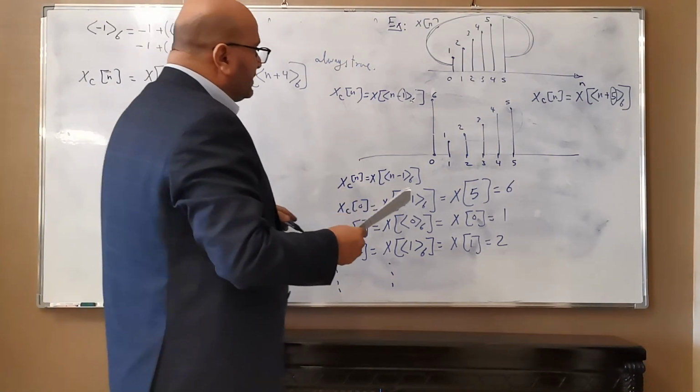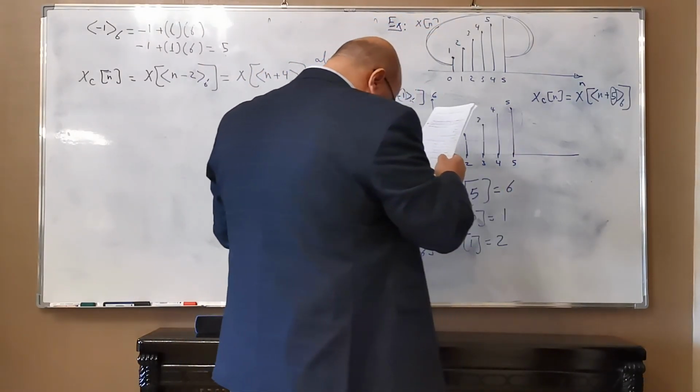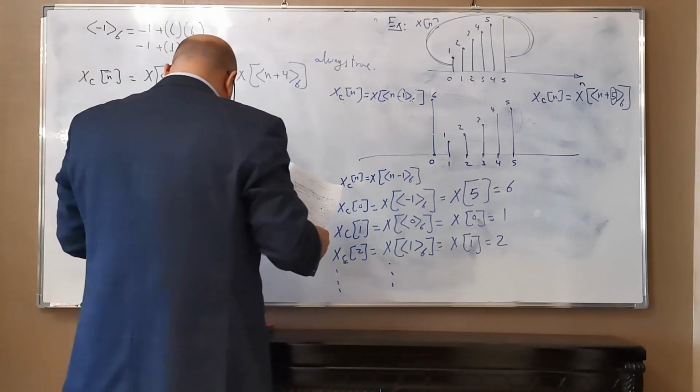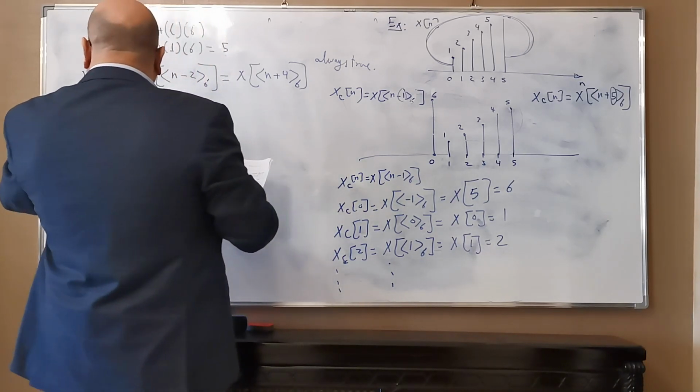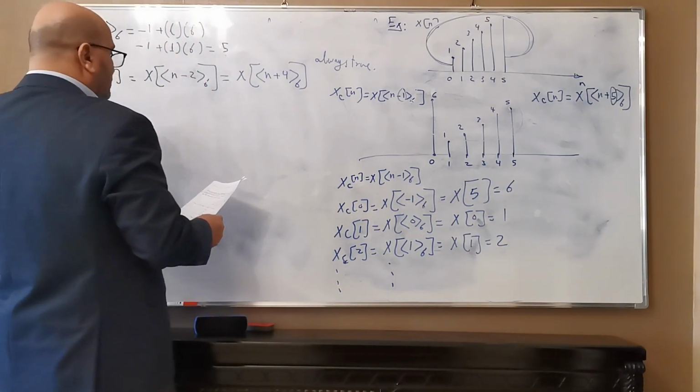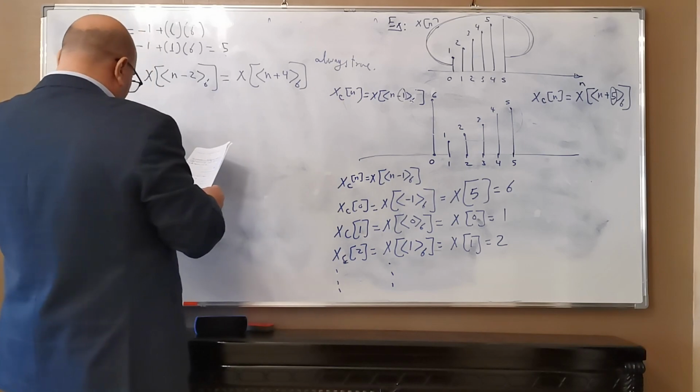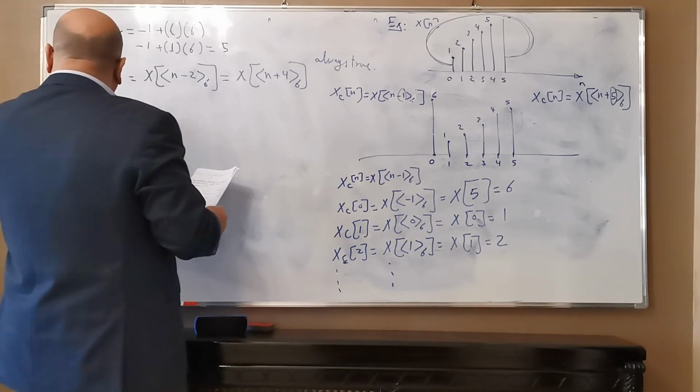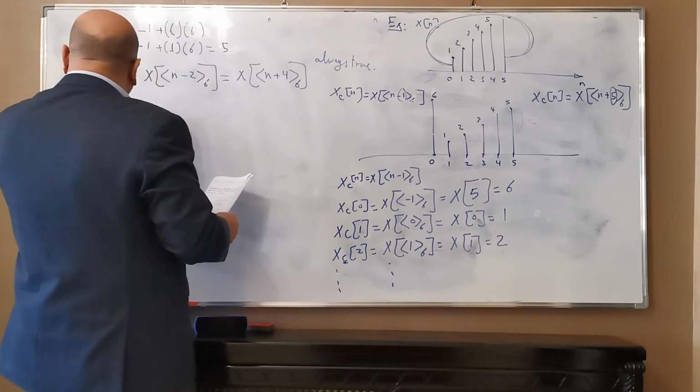Okay, one more example. If you have x, we need to find x of n minus 4 modulo 6.